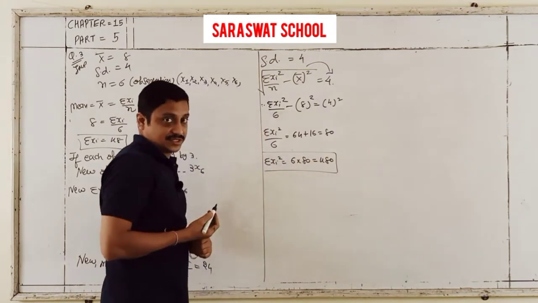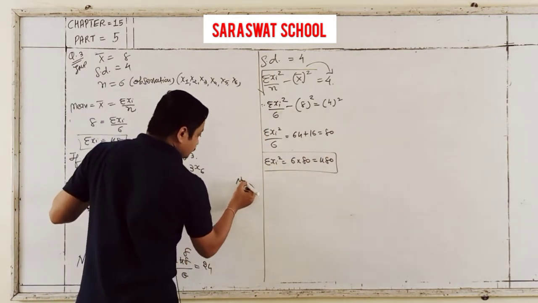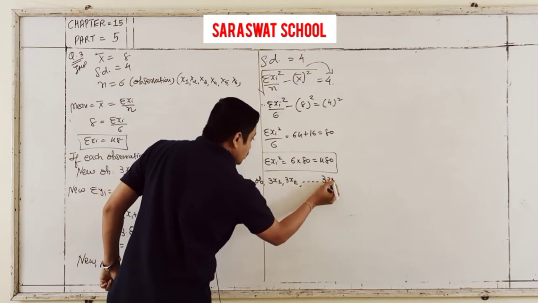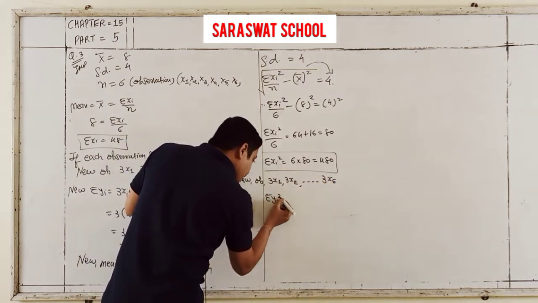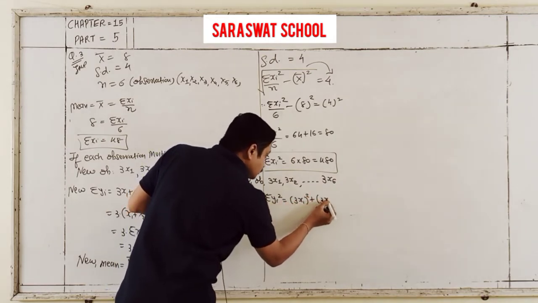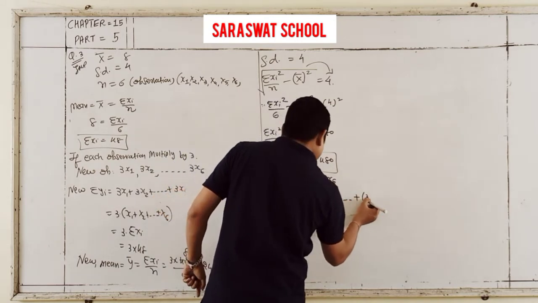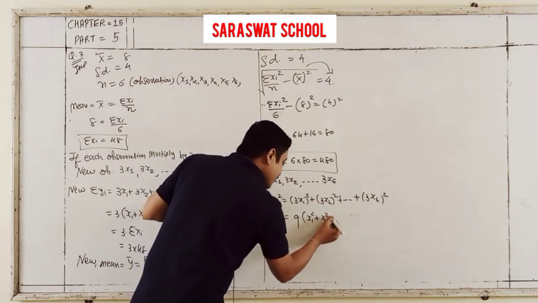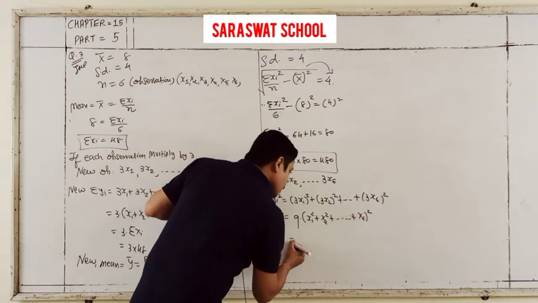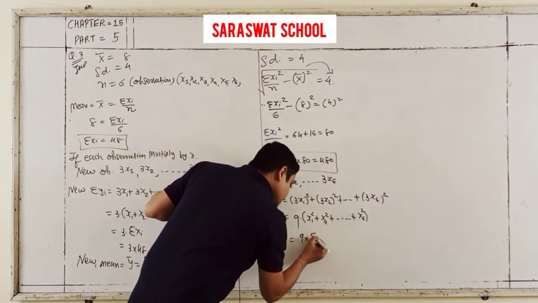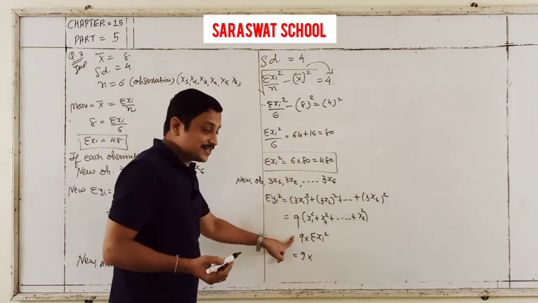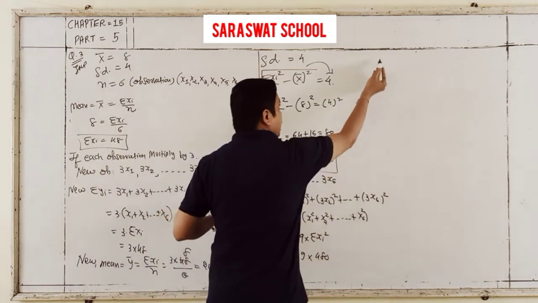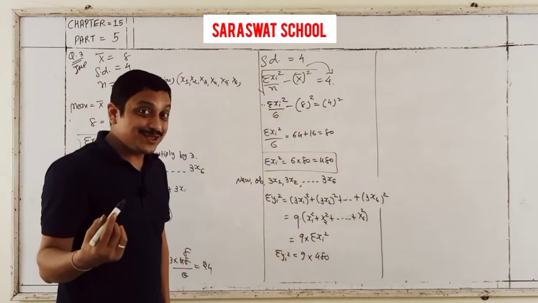That's your summation. Now the new observations, you know that, are 3x1, 3x2, up to 3x6. So what is sigma yi square? The sum of the squares of the observations. Taking the square common, 9, the others are x1 square, x2 square, up to x6 square, which is simple. We write sigma xi square, and, students, sigma xi square I know is 480. That's the sigma yi square. Now I will start my value for the new SD.